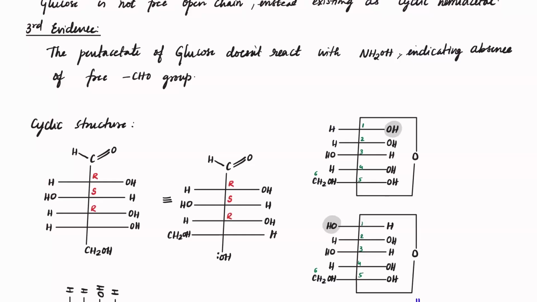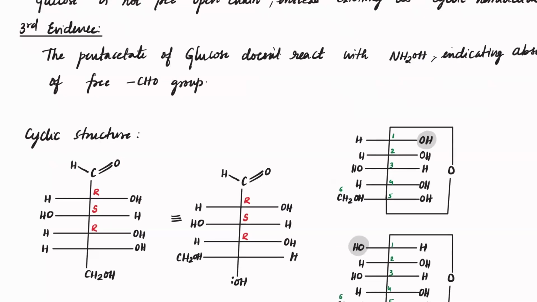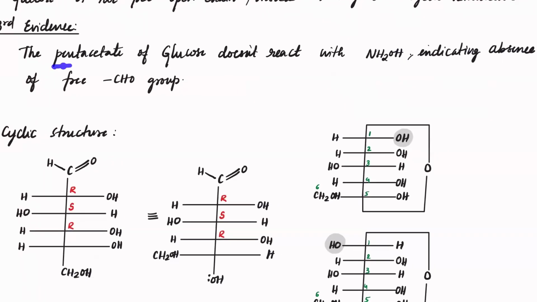Okay. The third evidence that it is present as a cyclic form is when you make a pentaacetate of glucose. Once it becomes a pentaacetate, now if you try to react with NH2OH, you would hardly find the presence of aldehyde anymore. So this also indicates the absence of the aldehyde group present on glucose.